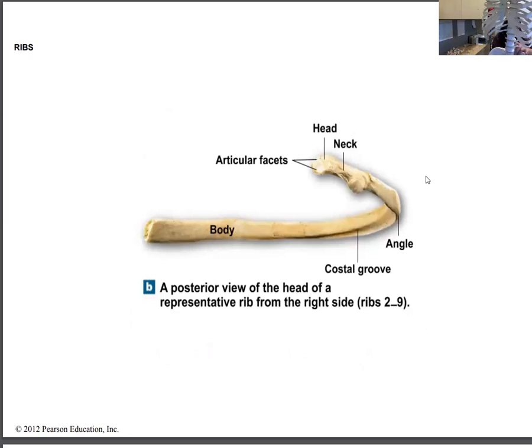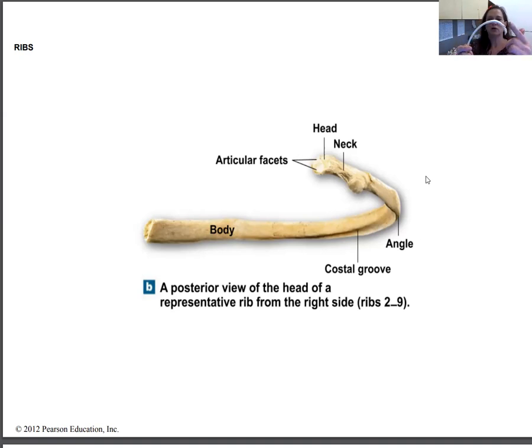Okay, let's talk about the rib itself. Okay, so you have the flat ends. So there's little flat surfaces here. Those flat surfaces are your articular facets. Then all of this is called the head. Then between this bump here and this bump here, this area is the neck. So all of this is the head. Then between those two bumps is the neck. Then all of this is the body.